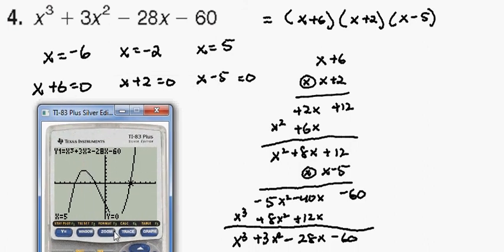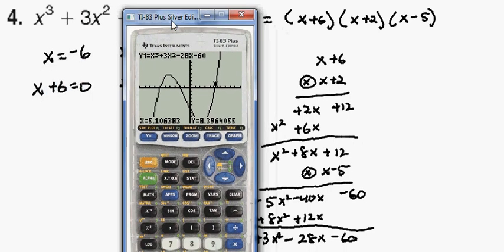So again, showing this, if I just hit trace, and then I go ahead and type in each of the potential numbers. Let's see, that would be a negative 6. Hit enter. Yep, that's a 0. If I hit negative 2, hit enter, that's a 0. And then if I type in 5 and hit enter, that's also a 0.